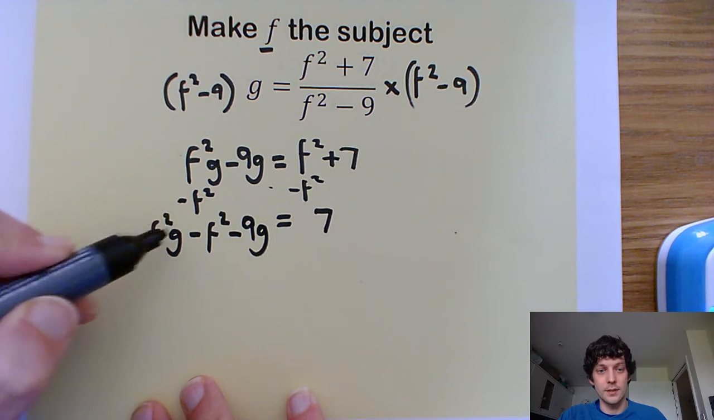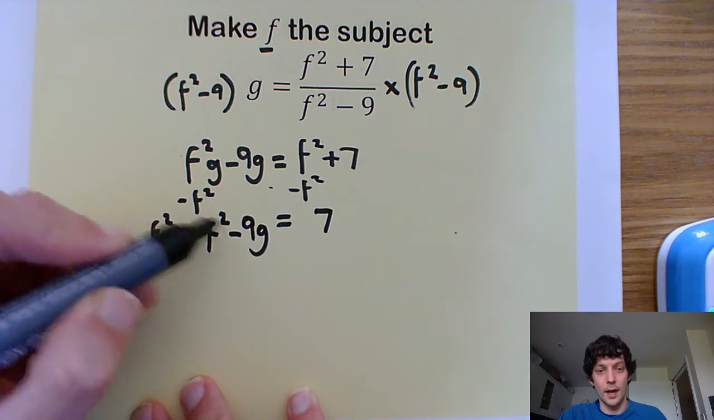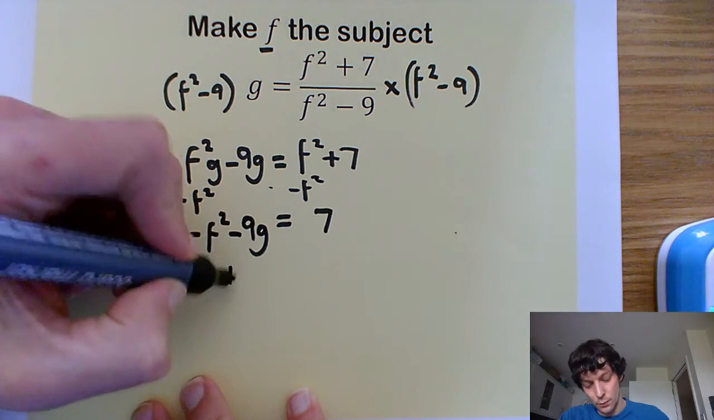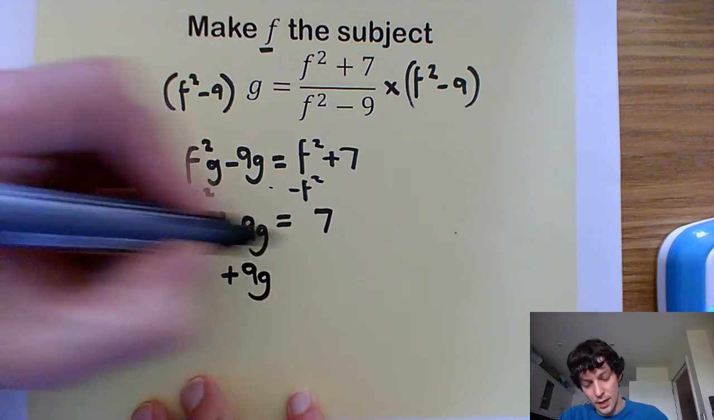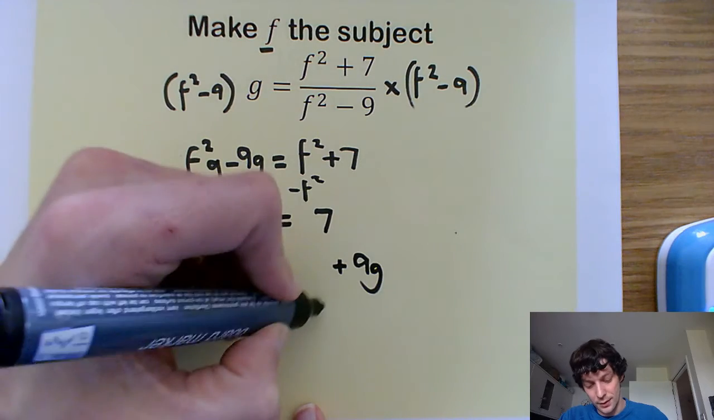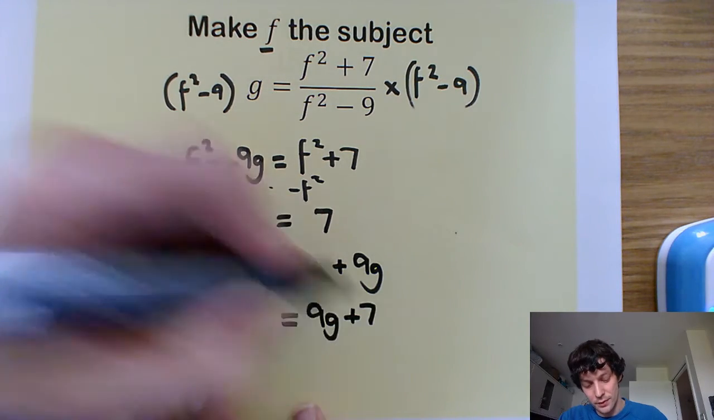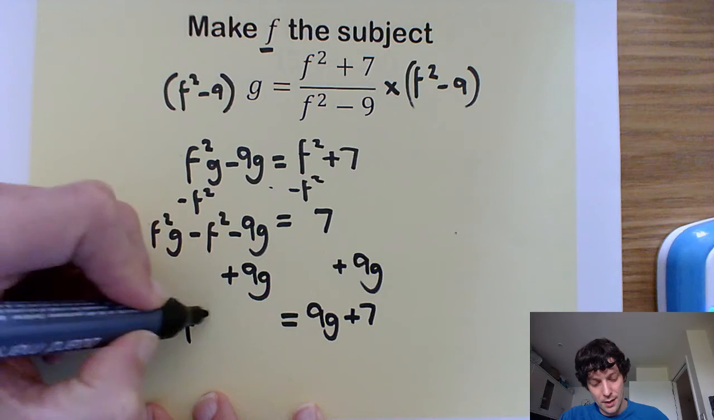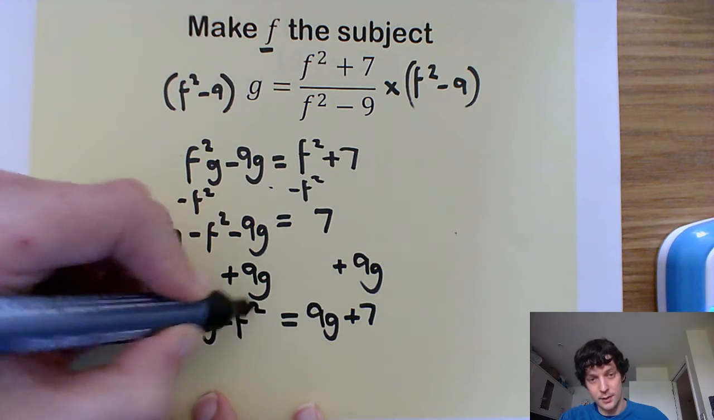Okay, this is an f squared term. I'm okay with that. I'm okay with this f squared term. I don't want 9g over here, so I'm going to have to add 9g onto both sides. So on my right hand side, I've got 9g plus 7. On my left hand side, f squared g minus f squared.